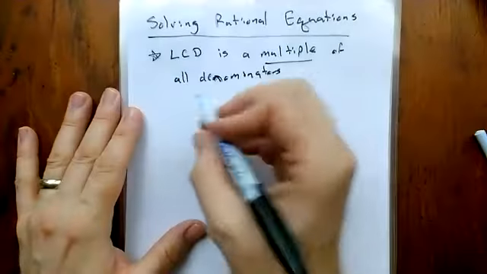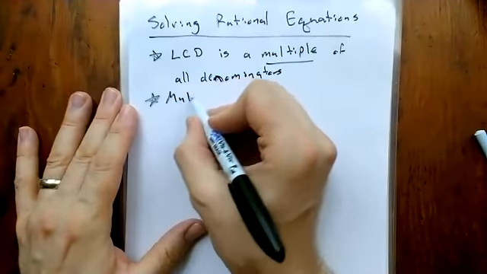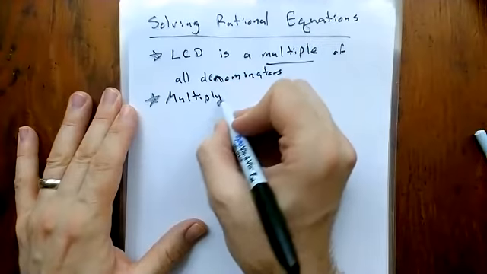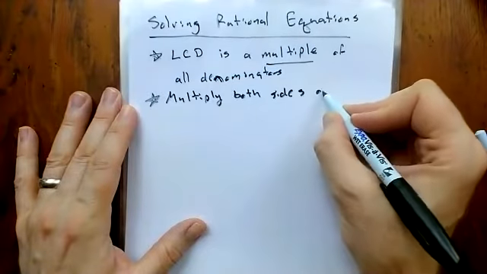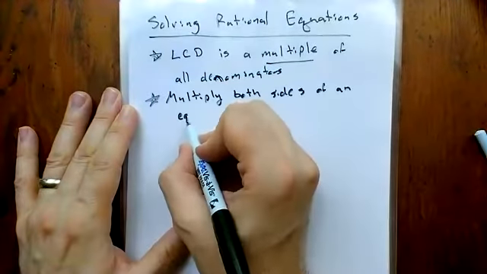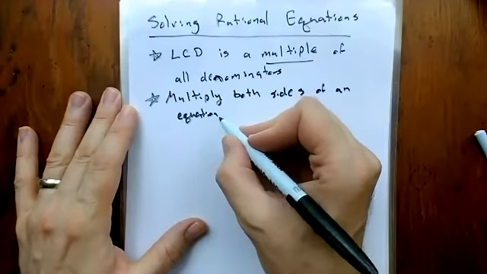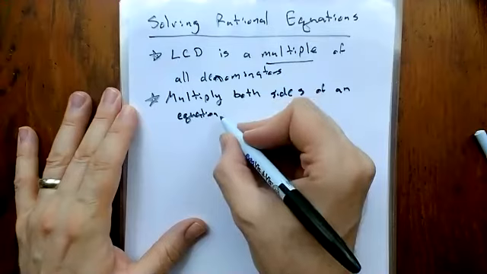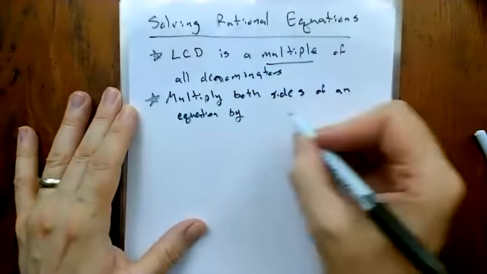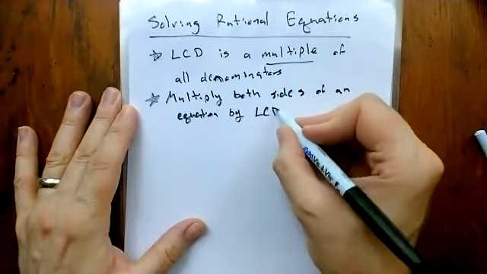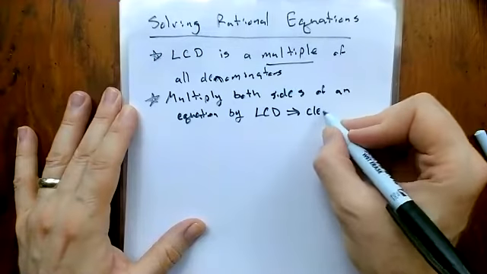Now, that being said, I also want to point out that you can multiply both sides of an equation and it won't affect it, it won't unbalance the equation. So what we're going to do is multiply both sides of our equation by the LCD. And the effect is it's going to clear all of your fractions.